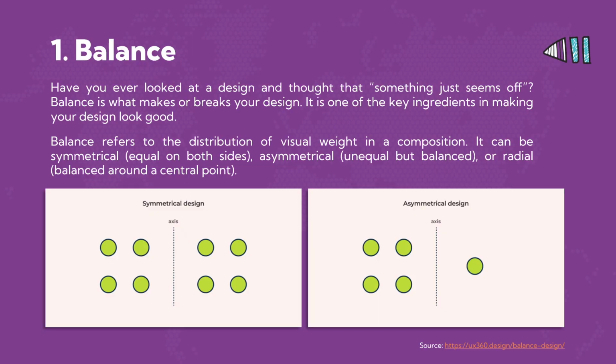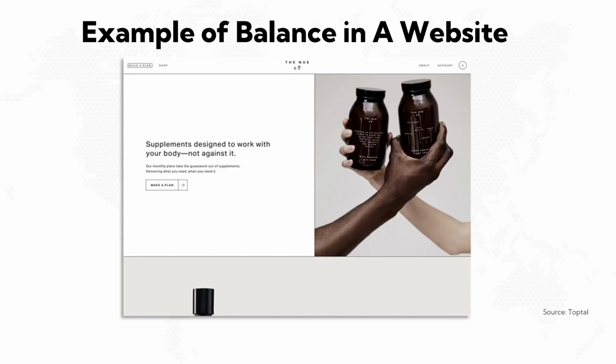Have you ever looked at a design and said, something about this design is off? So, balance refers to the distribution of visual weight in a composition. It can be symmetrical, equal on both sides, asymmetrical or radial. So that's a photo of how balance is shown. It's an example in a website. As you can see, the text is balancing well with the photo on the right.